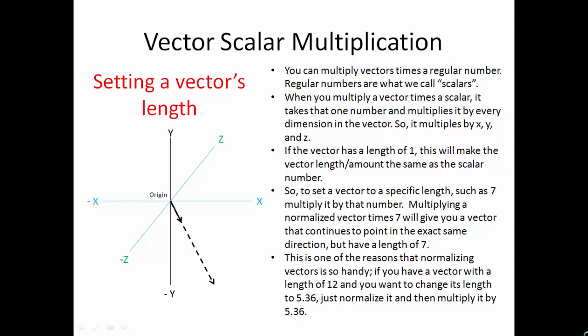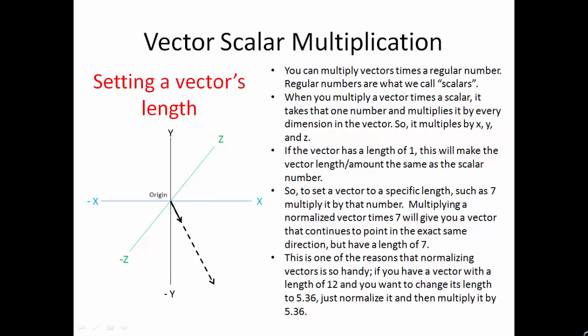So if you multiply some vector by a regular number, which we call a scalar, whatever the length of the original vector is, that's going to multiply its length times that scalar number. So if we have a vector with a length of 6 and we multiply it by the number 3, the vector times 3 is going to give us a vector that has a length of 18. And it does this because it multiplies each dimension by that number.